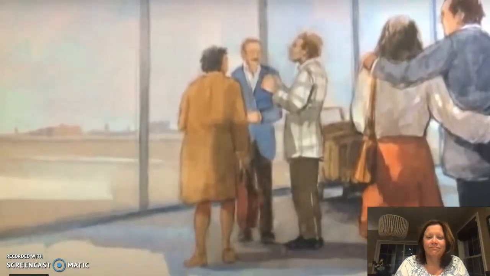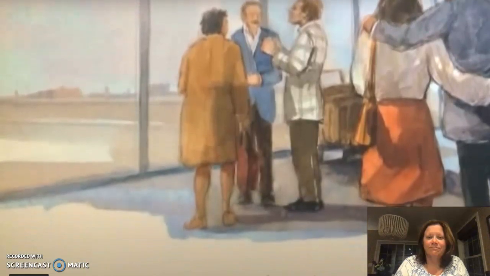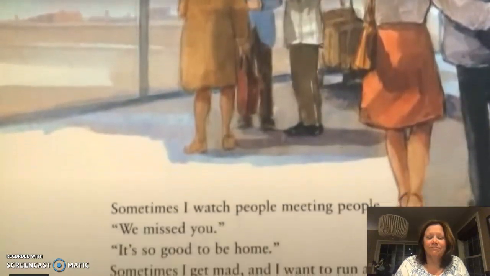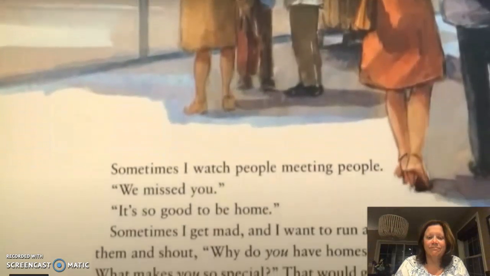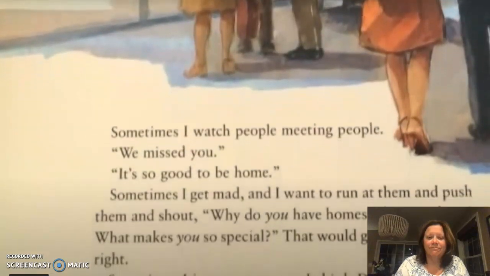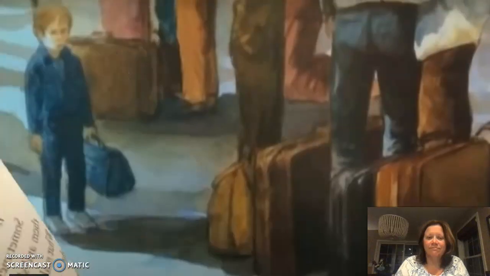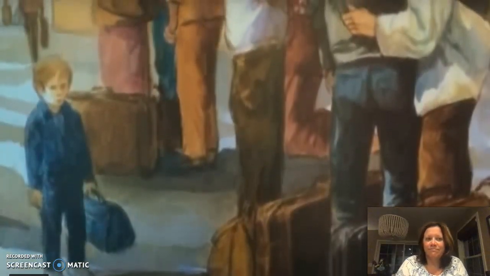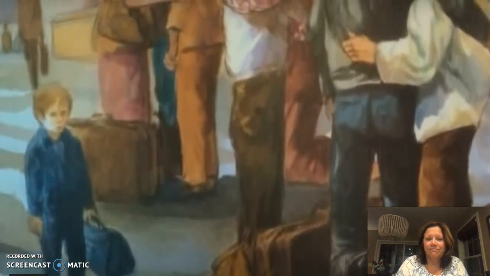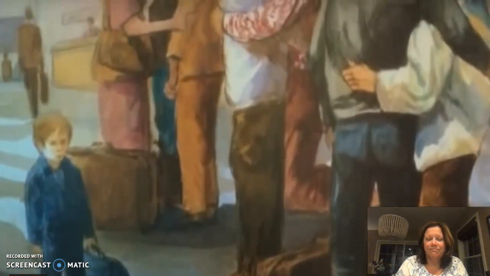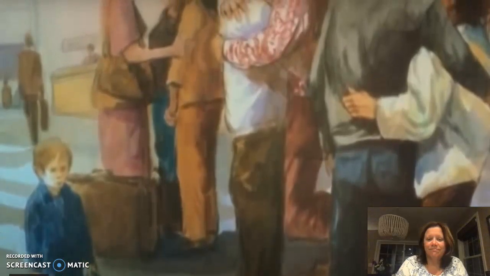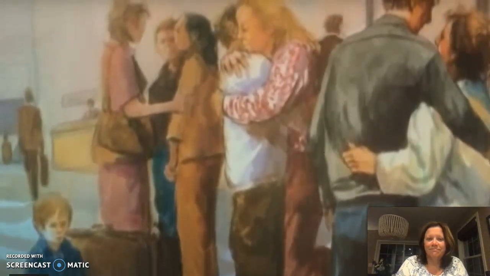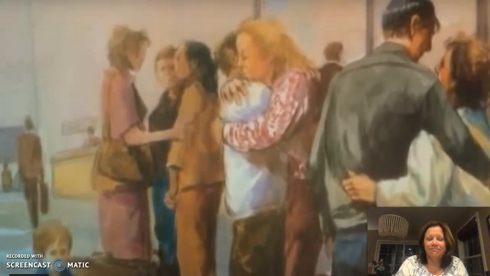Sometimes I watch people meeting people. "We miss you. It's so good to be home." Sometimes I get mad, and I want to run at them and push them and shout, "Why do you have homes when we don't? What makes you so special?" That would get us noticed, all right. Sometimes I just want to cry. I think Dad and I will be here forever.